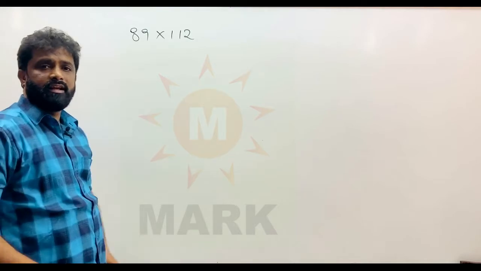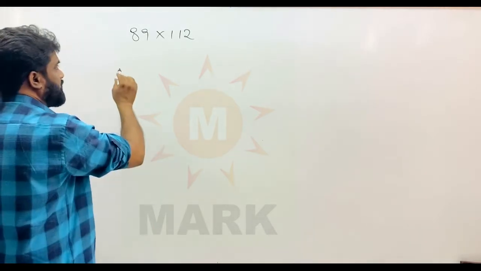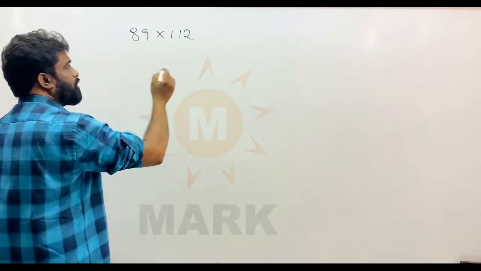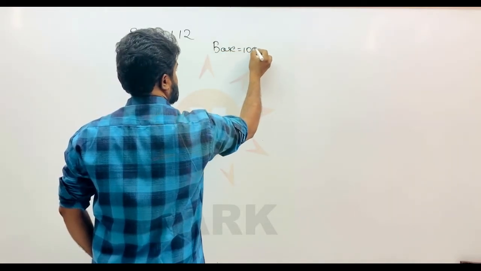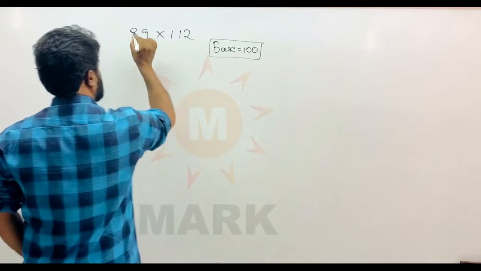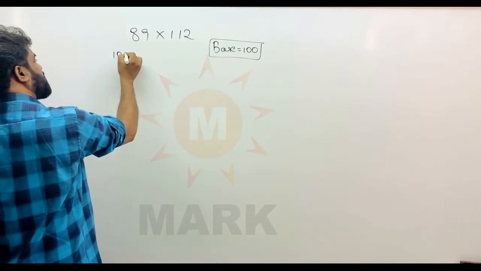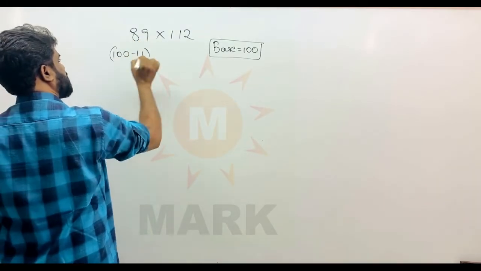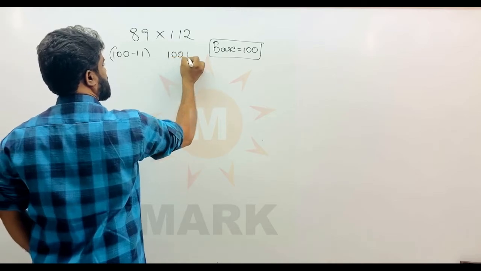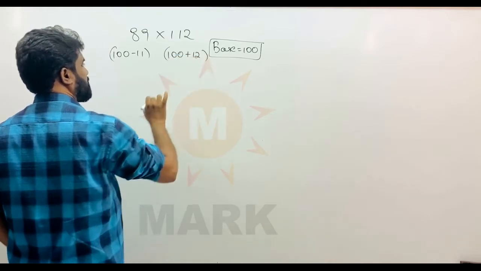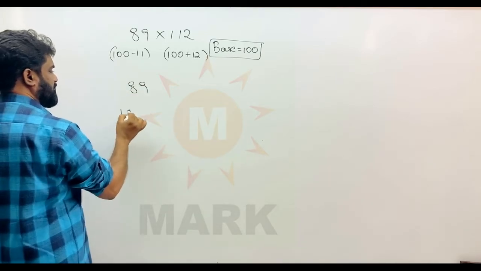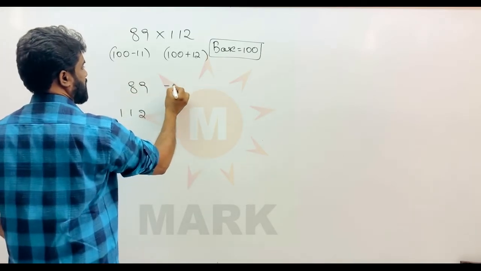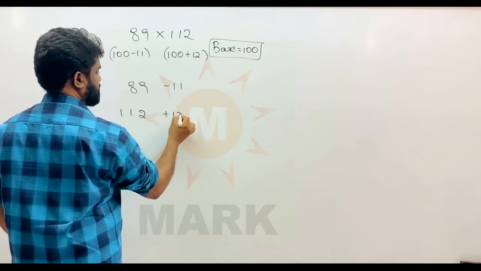Friends, here we are taking a multiplication: 89 into 112. One number is in the lower neighborhood and one is in the upper. Of course the base is 100. When I write 89, I take it as 100 minus 11, and when I take 112, I take it as 100 plus 12. So here we write 89 and here 112, so it is minus 11 here and plus 12 here.